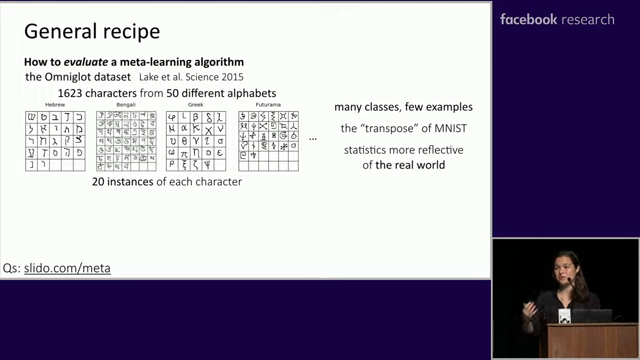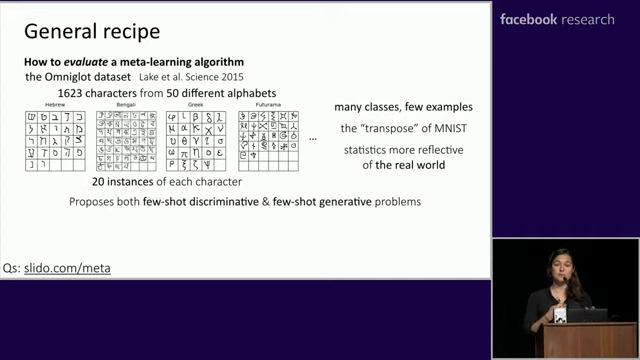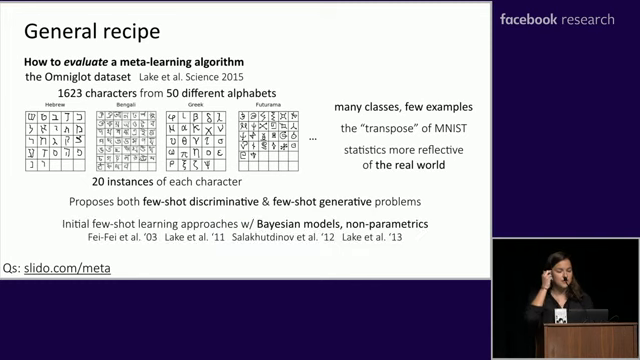We often encounter many new things constantly throughout our lifetime. Okay, so this data set proposes both few-shot discriminative and few-shot generative problems, such as recognizing new characters, generating new data sets, for example. And initial approaches for this data set and for other data sets for few-shot learning were based off of Bayesian models and non-parametrics.